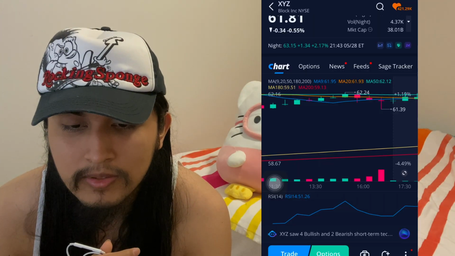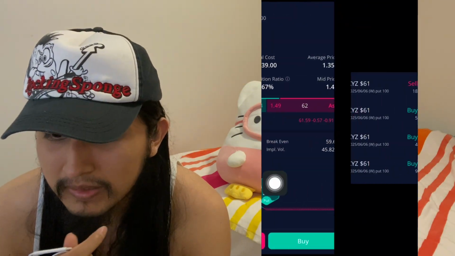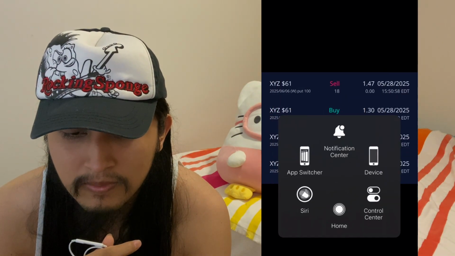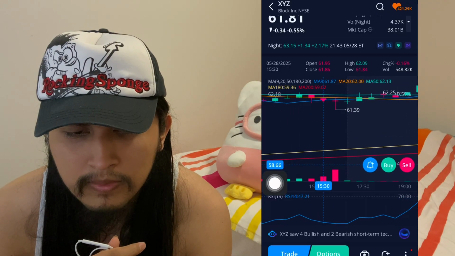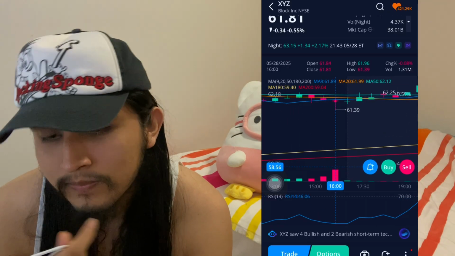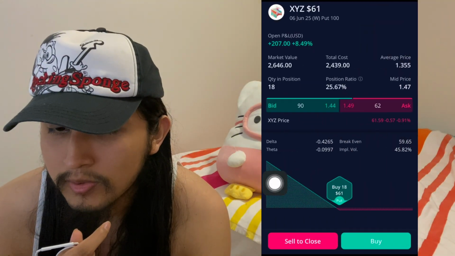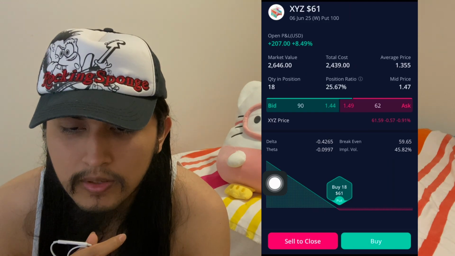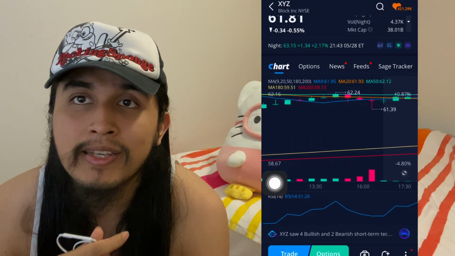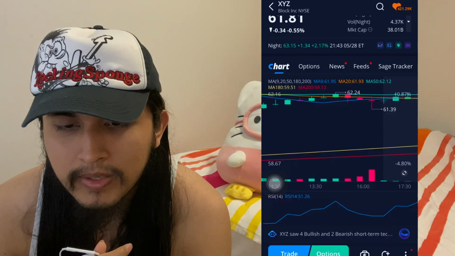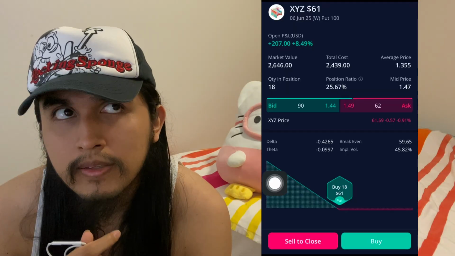That happened, and I sold out the position around 15:50, which is this candle, not that one but this candle right here, the 16 candle, making a gain of $207 trading XYZ put options. So basically, you're trying to use the moving averages as your entry points.